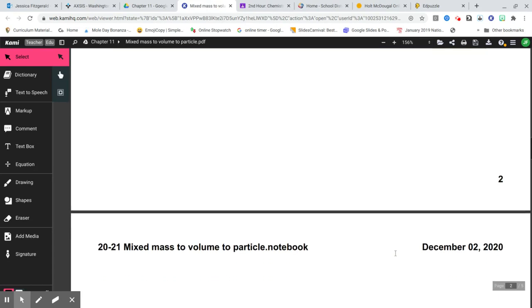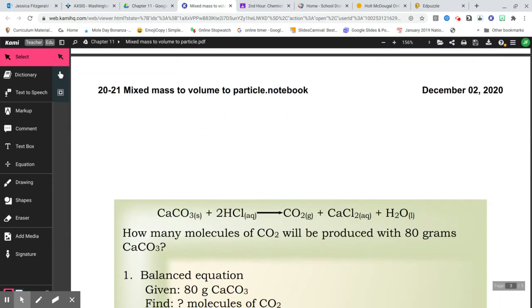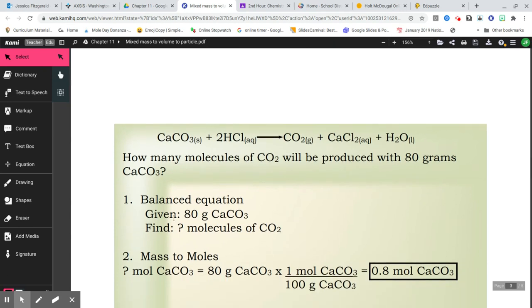Let's take a look at our next example. So we're working with the same balanced equation again. We want to know how many molecules of carbon dioxide will be produced if we are starting with 80 grams of calcium carbonate. So the first part of this problem is going to be worked out just like our last one. So we're given 80 grams of calcium carbonate. We're finding our molecules of CO2.